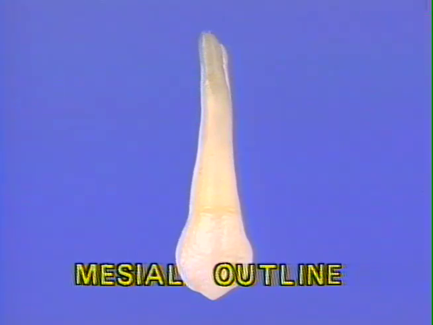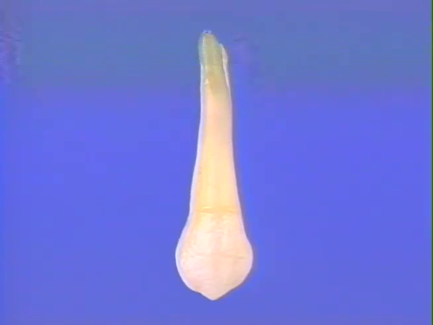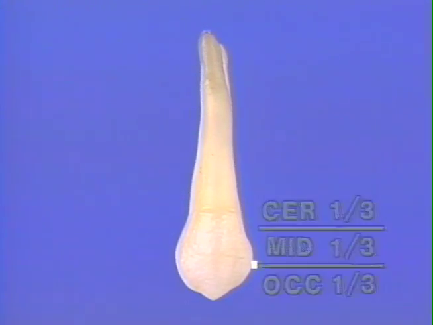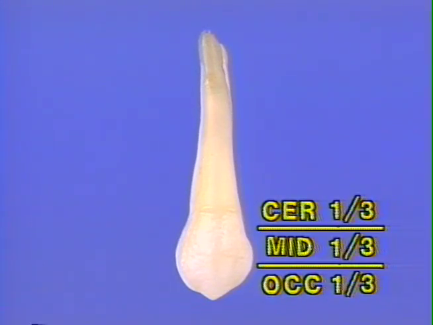Mesial outline. From the cervical line to the height of contour, the mesial outline is concave. The occlusal portion of the outline is convex, with the height of contour located at the contact area near the junction of the occlusal and middle thirds.